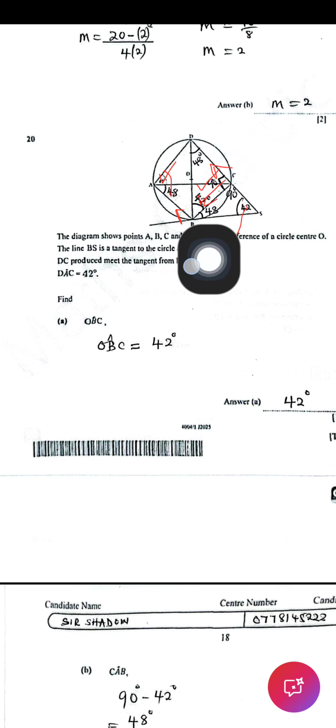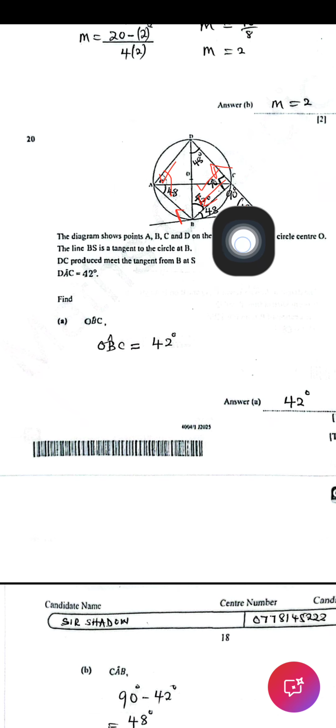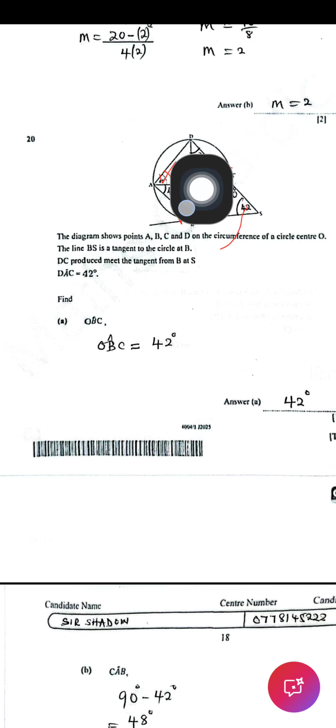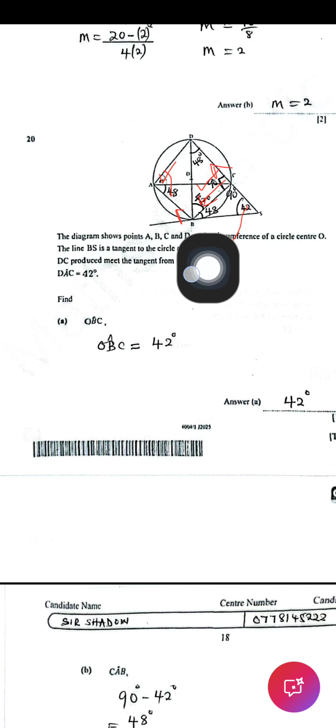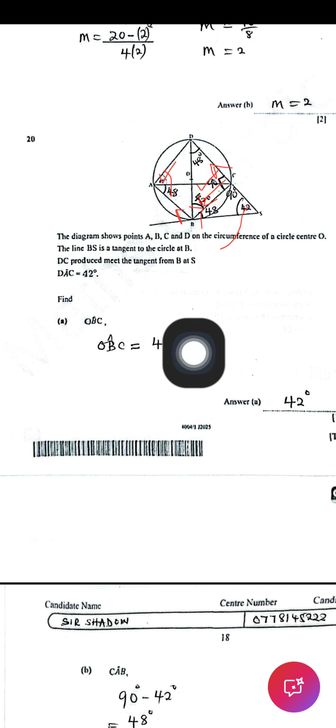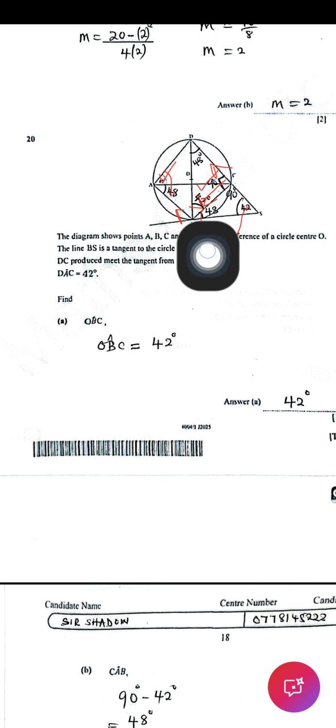Then we also have this tangent. We are given this tangent BS. When a tangent intersects the diameter or radius, the intersection of tangent and radius forms 90 degrees. So 90 degrees is formed right here. Since I have 42 right here, 90 minus 42 gives 48 right here.